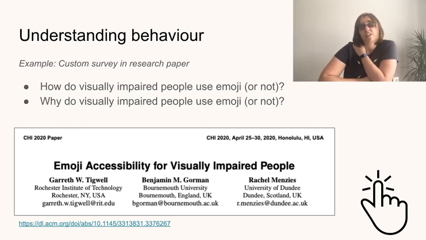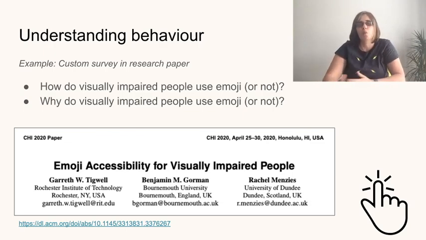A custom survey is when you just write the questions. The key thing to emphasize here is that you trial them and you make sure that you have people answering the questions in a sensible way, or how you expect. We did this recently for a study on emoji accessibility. We wanted to know, how do visually impaired people use emoji, or how do they not, and why do they do it that way?